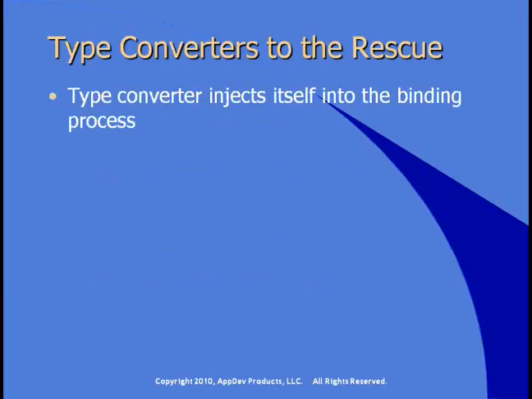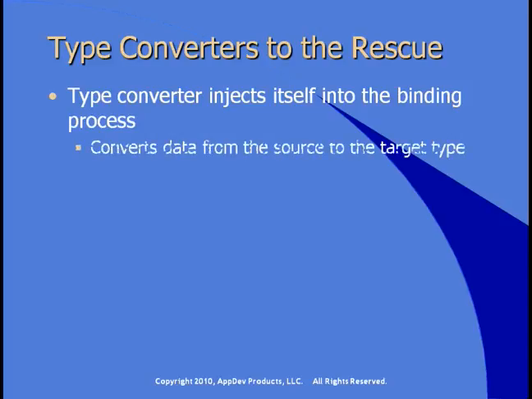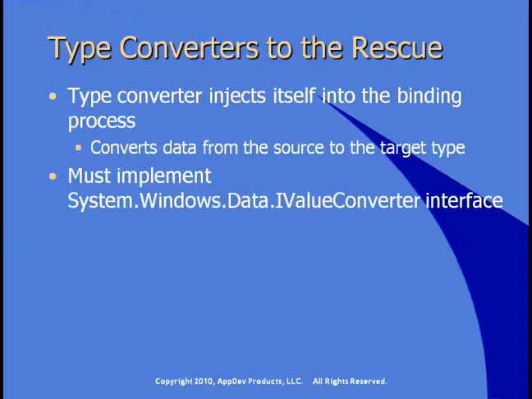The answer is to use a type converter, sometimes called a value converter. You'll see those used interchangeably. The type converter injects itself into the binding process and converts data from the source type to the target type, and perhaps back again. The type converter is just a class that you have to create, which implements the system.windows.data.IValueConverter interface. It has two methods, and that's all: Convert and ConvertBack. Convert converts the data from the source to the target. ConvertBack converts it from the target back to the source.